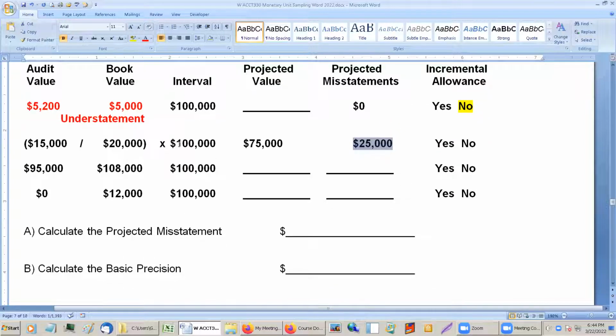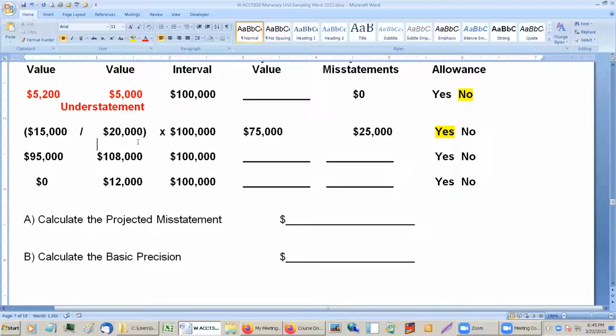Now notice that there could be more things wrong in here because this only covered 20,000 of this. So there could be more things that are wrong in this interval. This will be in the incremental allowance. And now for the super tricky one. What do we do with this third one?